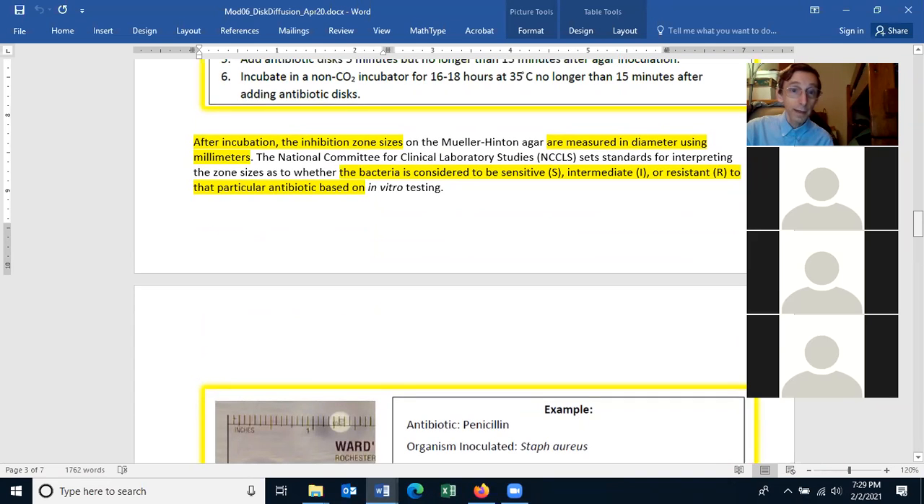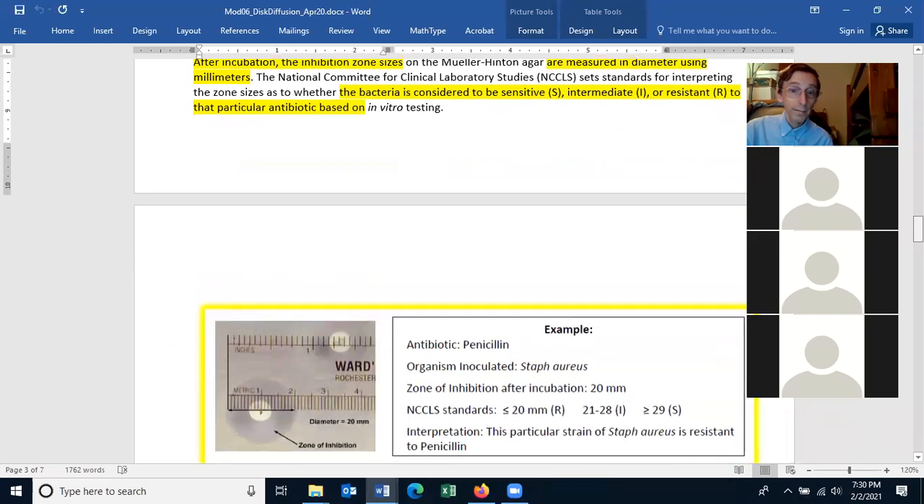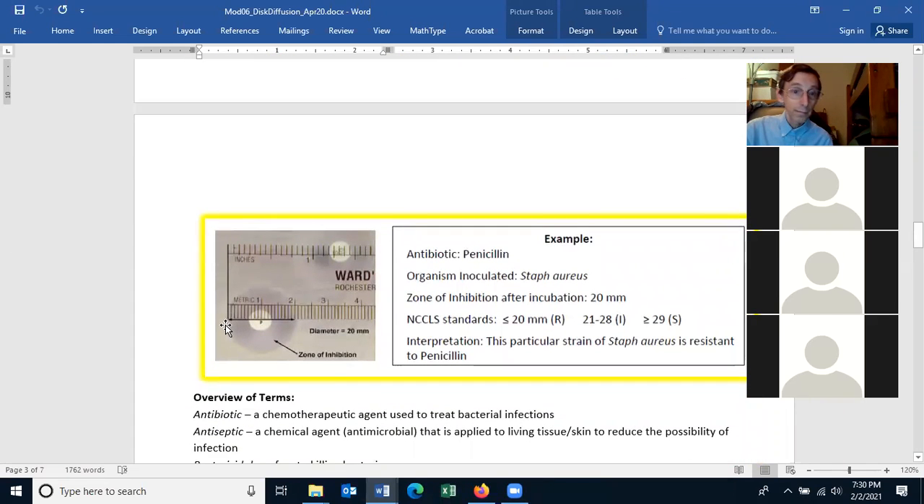You then measure the zone of inhibition. You measure the diameter using millimeters. Here's an example right there. And usually you take two measurements, so you go this way and then that way, and then you take an average if they're different. And this one is showing you the zone of inhibition of Staphylococcus aureus with the antibiotic penicillin. It's probably penicillin G. And the zone of inhibition is 20 millimeters.